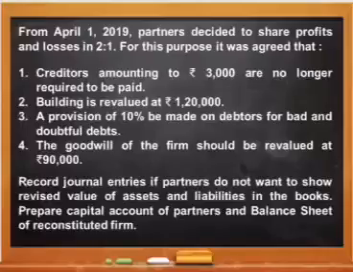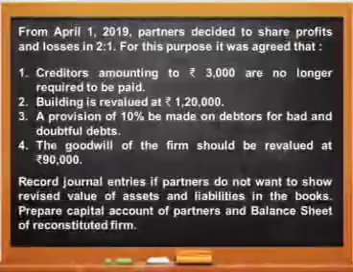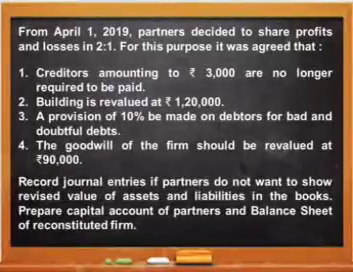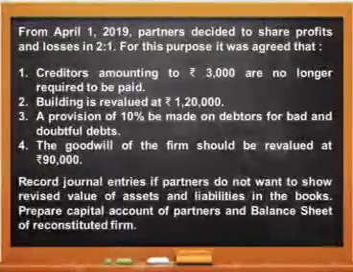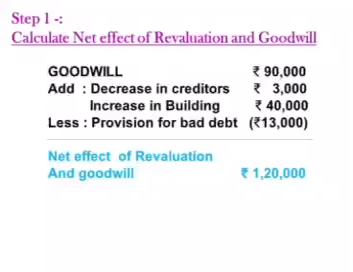Next, it is written that a provision of 10% is to be made on debtors. Making a provision is a charge against profit. Hence, it is a sad thing for the business that we were recording on the debit side of the account. Now it will be subtracted. So 13,000 rupees subtracted. What is the net effect of revaluation and goodwill now? Rupees 1,20,000. We can observe that the net effect is positive.